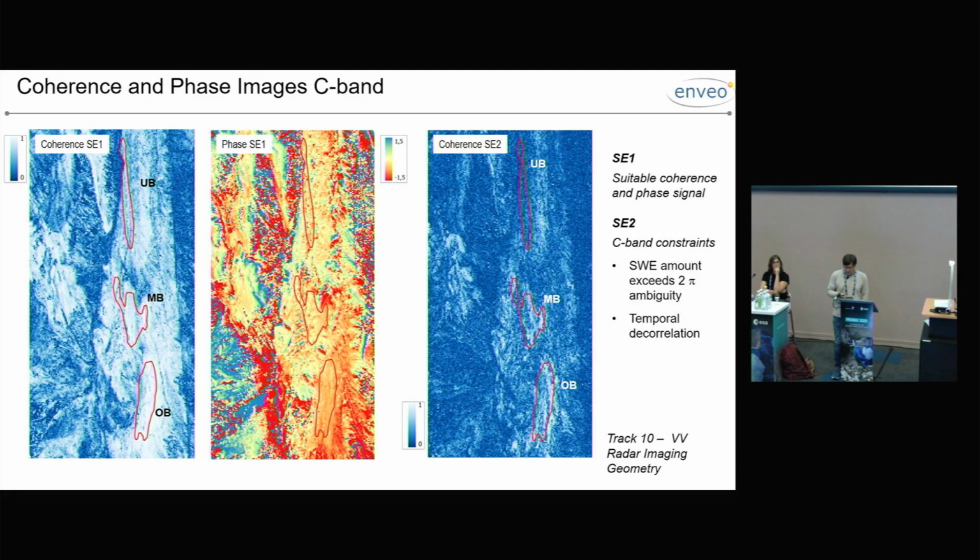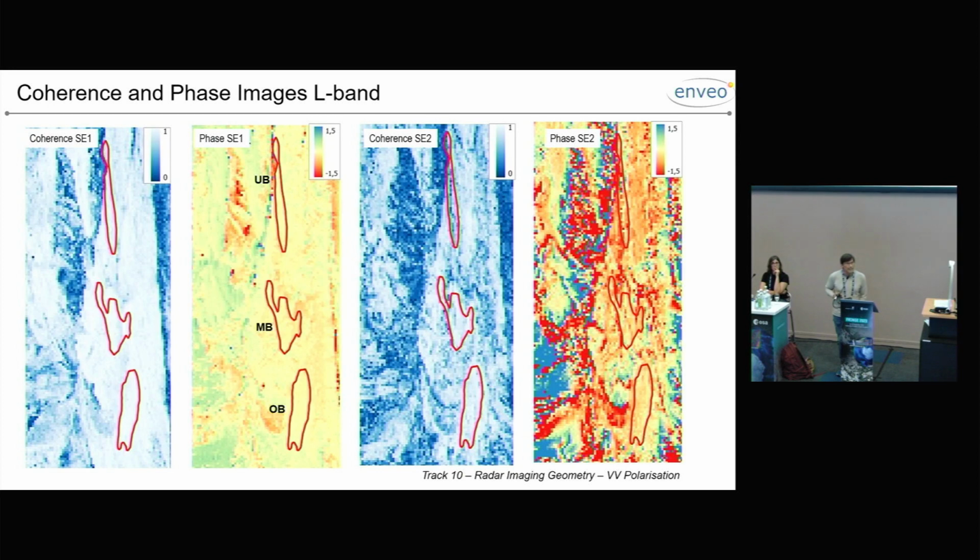So when we are looking at the L-band, we see immediately, just comparing with the slide before, that coherence for the snowfall 1, but also for the snowfall 2 event, is much higher. So L-band really is very useful, and the phase also gives us very nice information, and we can use L-band also in order to analyze the bigger parts.